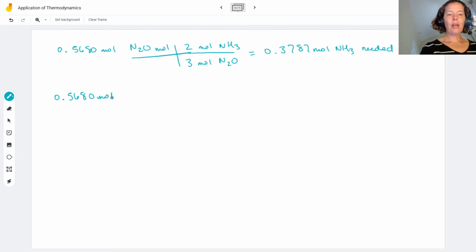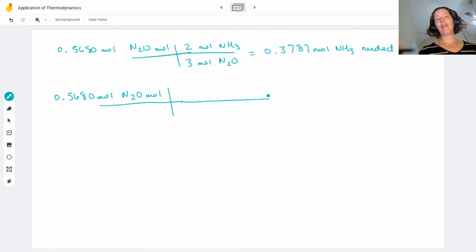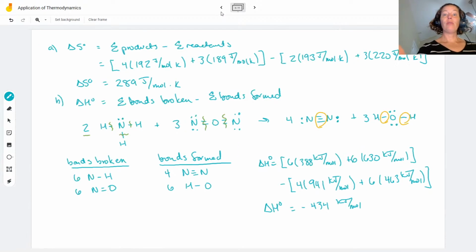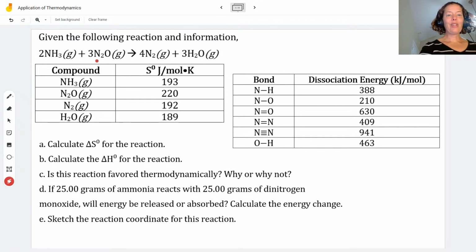0.5680 moles of dinitrogen monoxide. So this is again very similar to the same calculation that we did for the first two problems as well. So we've got 1 mole of our reaction is 3 moles of dinitrogen monoxide. And how do I get that? That is from this stoichiometric coefficient here of 3.